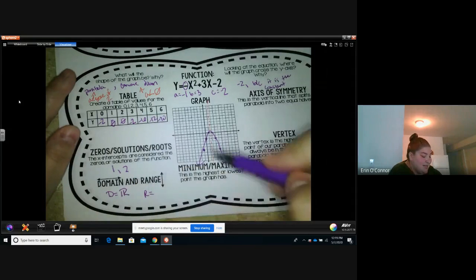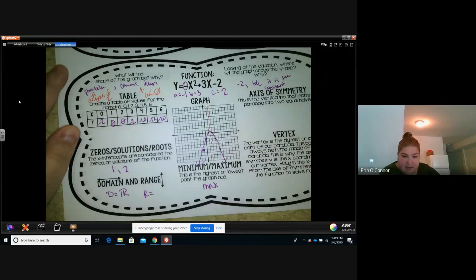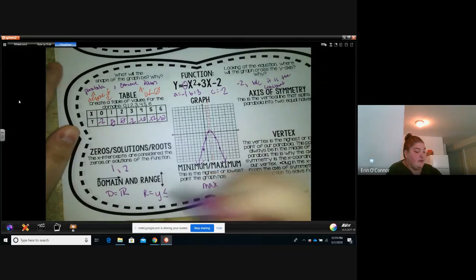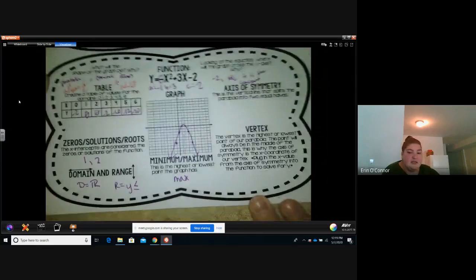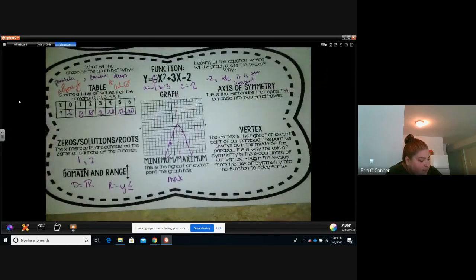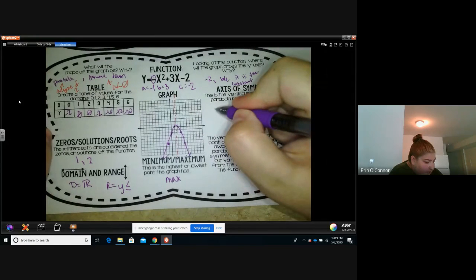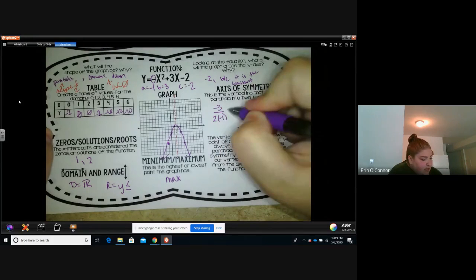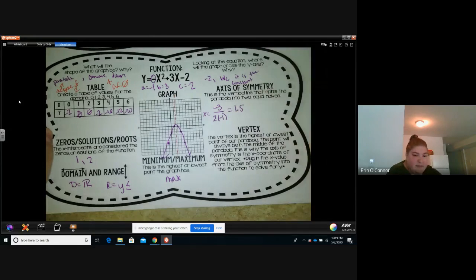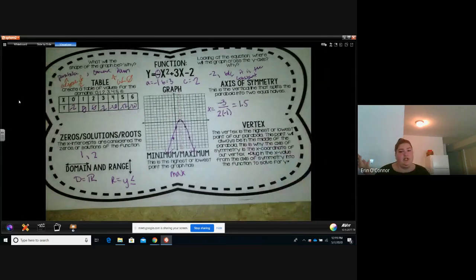And my range, what's the highest I can go? I have a maximum value. We're not sure where yet, but y is going to be less than or equal to something. We first have to find that vertex. We don't have a point yet to know what it is. So let's first find our axis of symmetry. It's -b, or -3, over 2 times -1, which is -3 over -2, or a positive 1.5. That's my x for my axis of symmetry. And that's correct because that's halfway between 1 and 2.